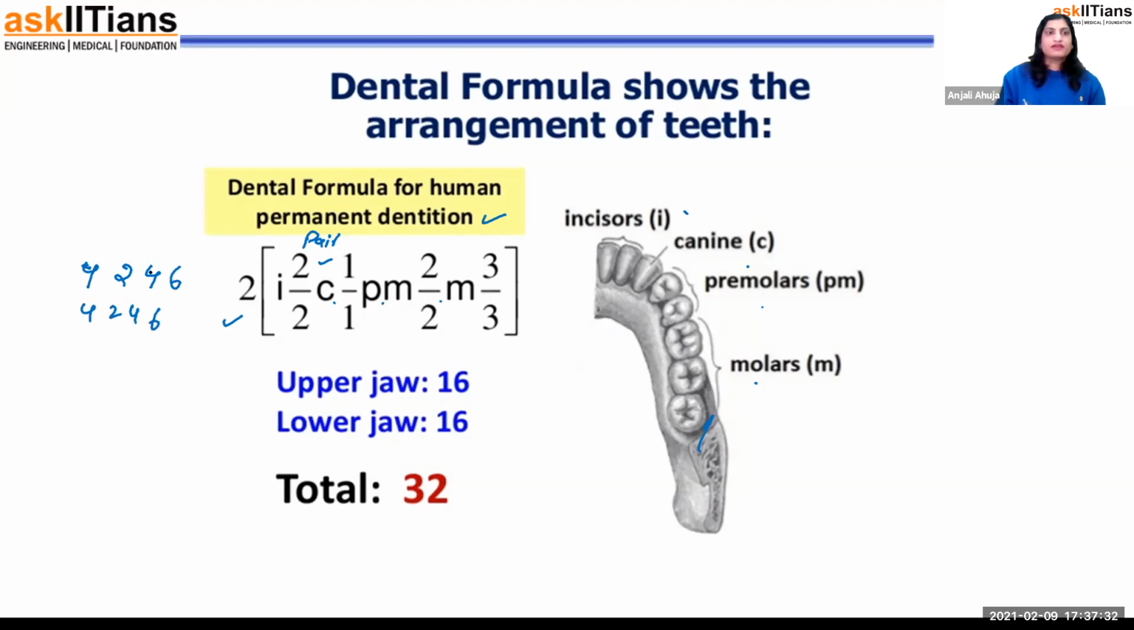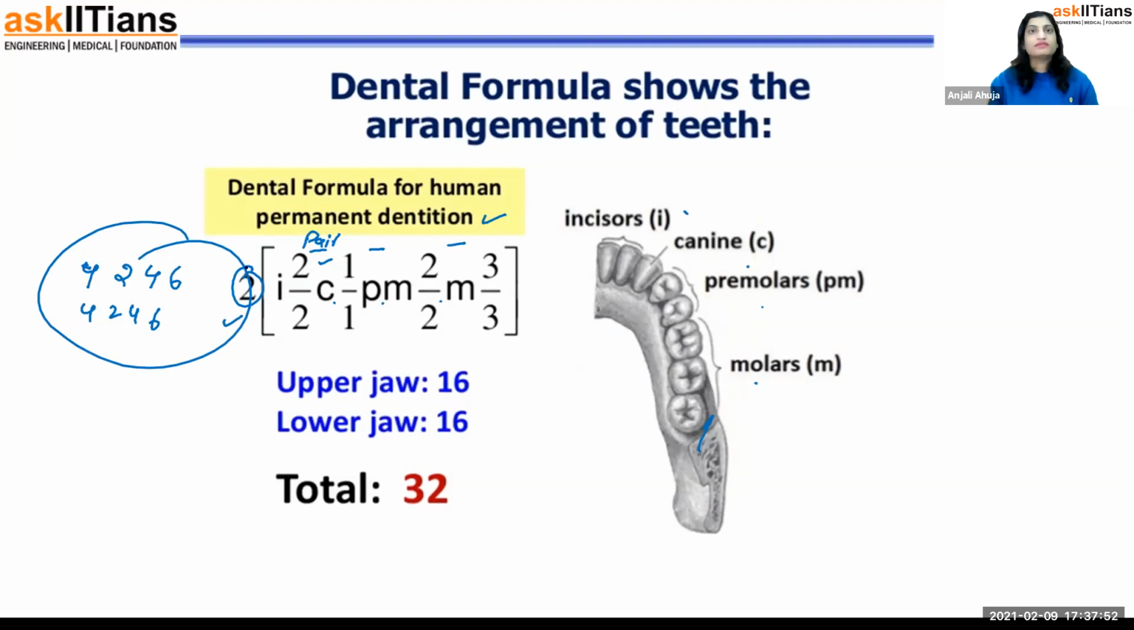How much is it making? 4 and 2 is 6, and 4 more makes 12 on one side, and now I have multiplied it with the 2. Either you multiply it with the 2 as a whole or individually, it should be multiplied by 2. So that makes 32. Clear? I repeat myself, I have already multiplied it with the 2. Reason being, outside the bracket it is written upper and lower. So upper is all 16, lower 16, that makes a total of 32. So that's all about the dental formula and the types of teeth. Now let's move forward.